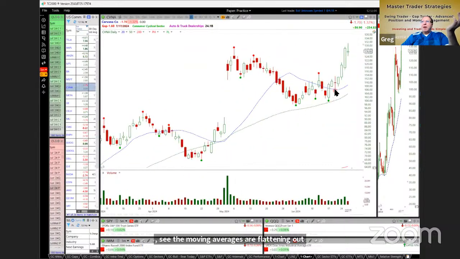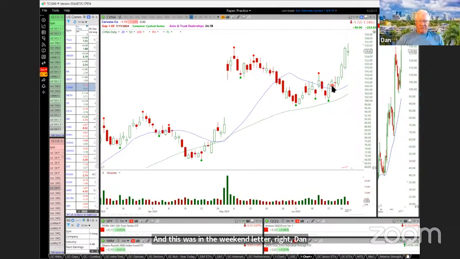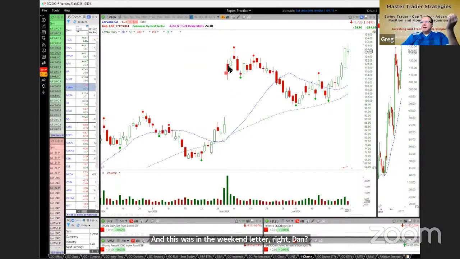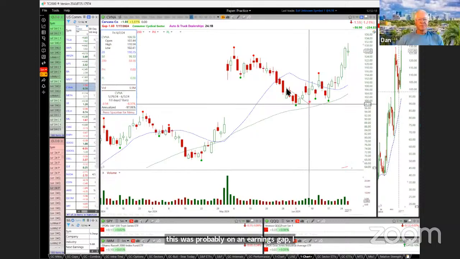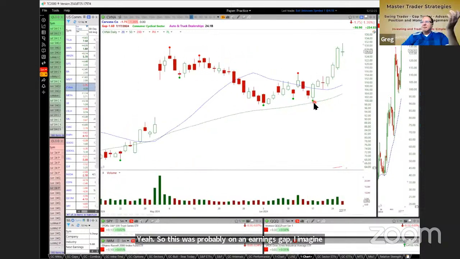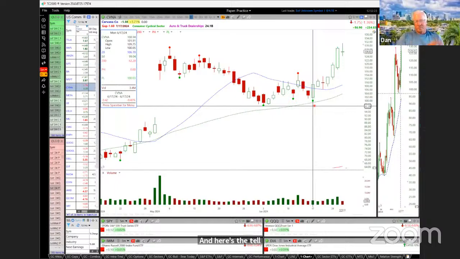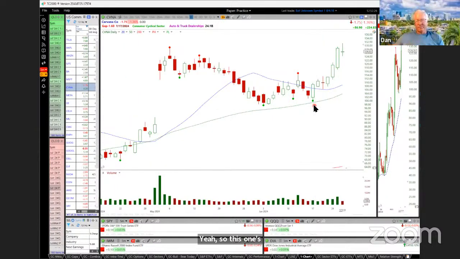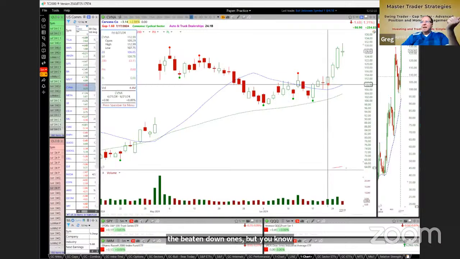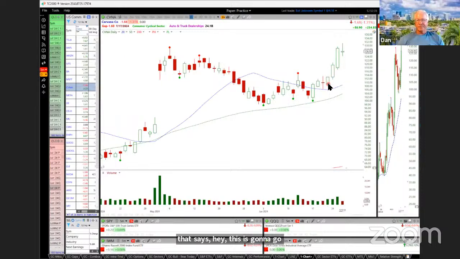Here's one that was in an uptrend bottoming. This was a trade a couple of days ago. Right? And this was in the weekend letter, right, Dan? Yes. So this was probably on an earnings gap, I imagine. Yes. Coming down here. And here's the tell. So this one's bottoming in an uptrend as opposed to the beaten down ones, but yeah. Right. And then this bar closing at its high is the one that says, hey, this thing's going to go. Yep, no brainer. It's supposed to go.